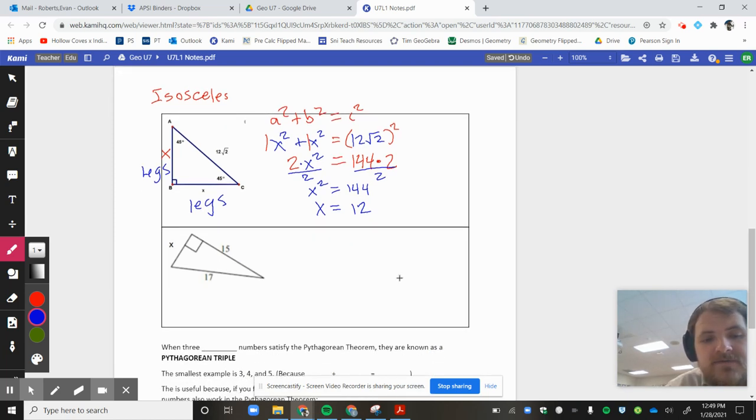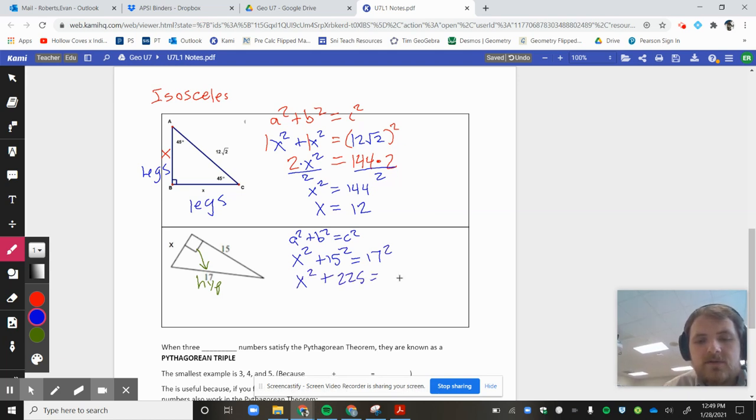Now, 15, blank, 17, I've got a squared plus b squared equals c squared. Remember, the 17 is that hypotenuse. It's across from, not touching, that right angle. 15 is a leg, x is a leg. So I'm going to do x squared plus 15 squared equals 17 squared. That gives me x squared plus 225, I believe. And 17 squared, 17 times 17, is 289.